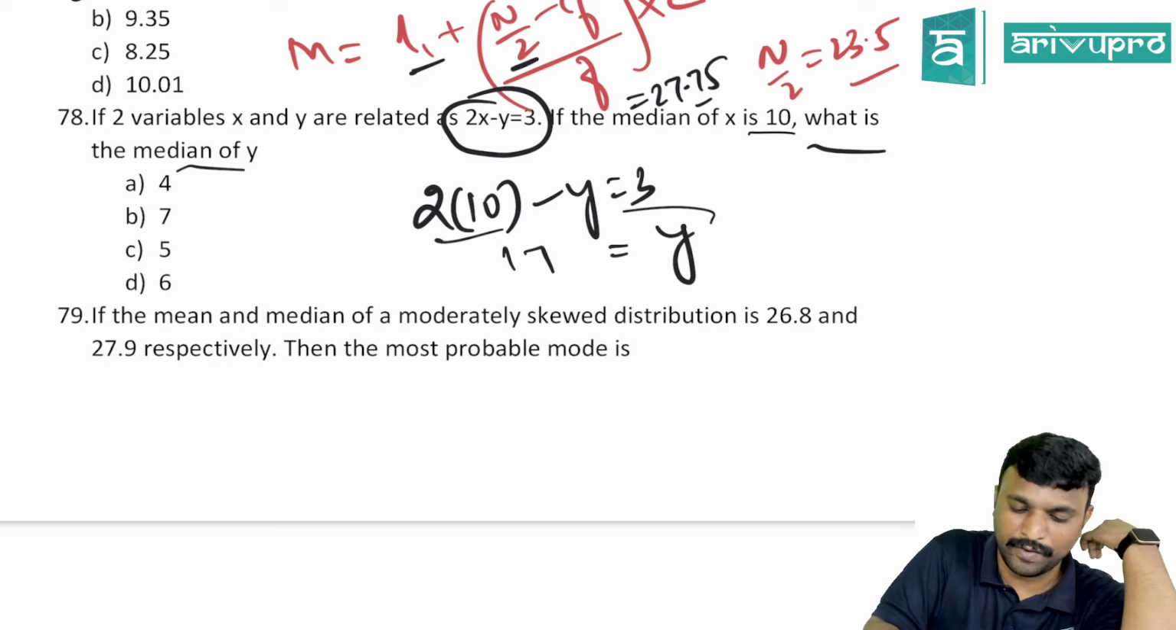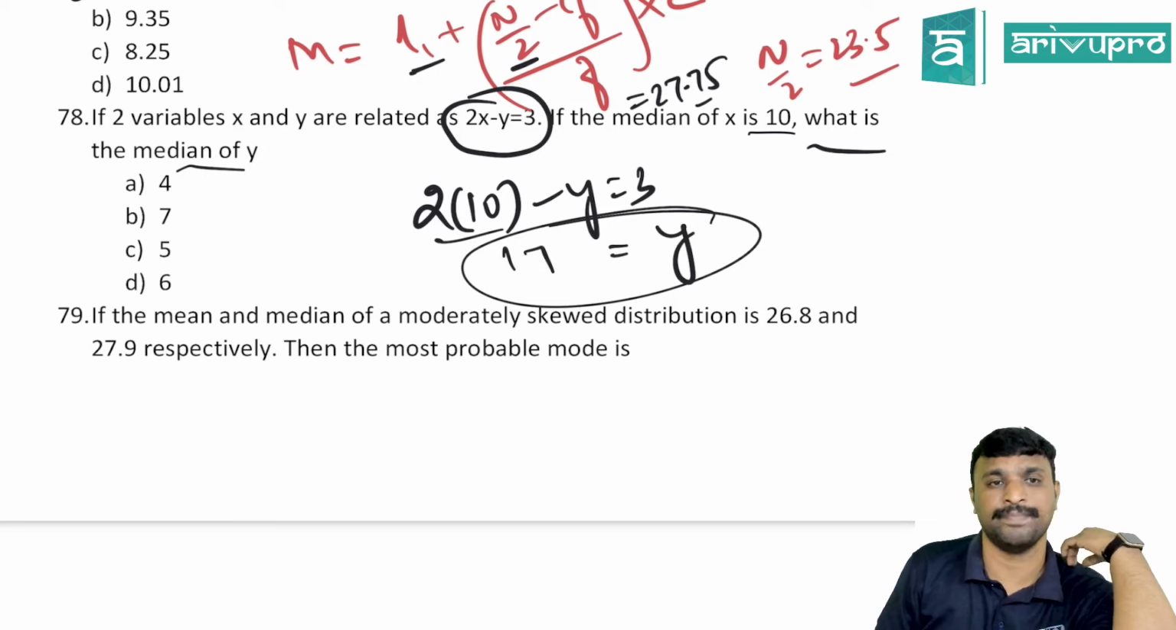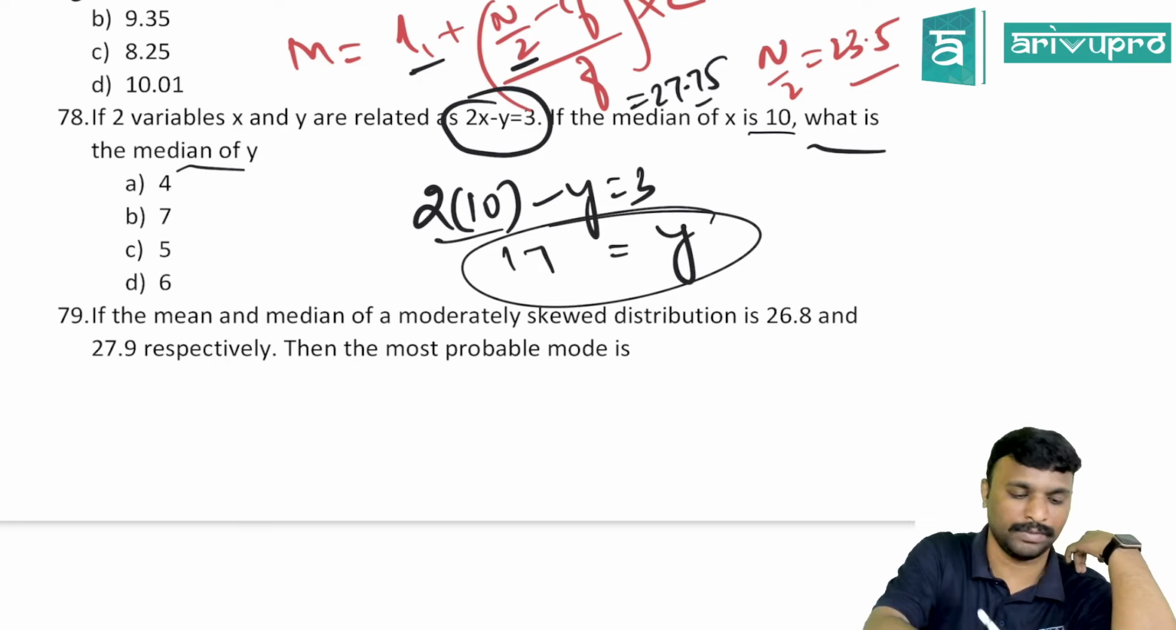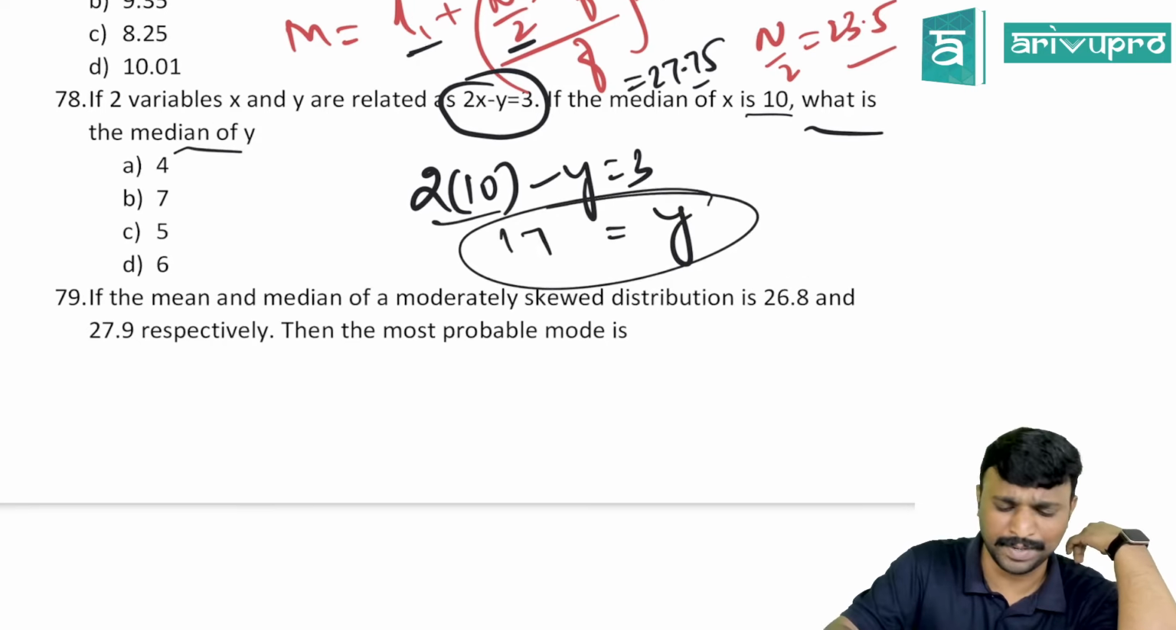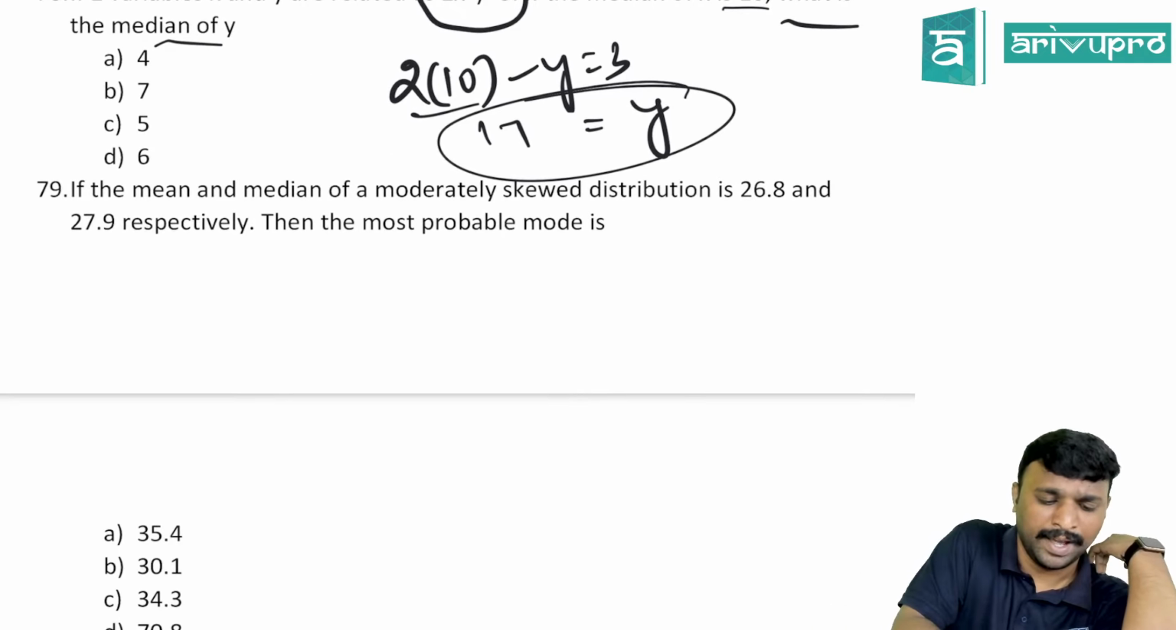So median of y is 17, but 17 is missing in the options. So there's a mistake in the question. Please comment on this.